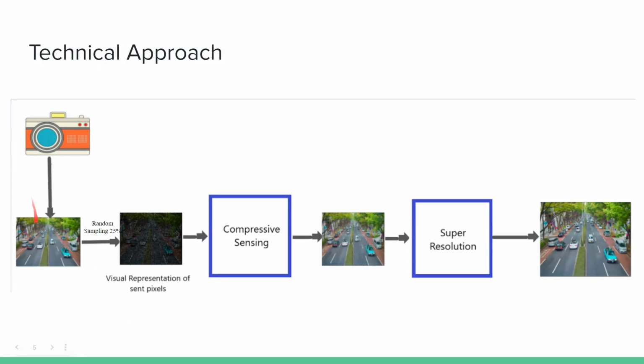As you can see here, we have the original image. In this example, we do a 25% random sampling of it using a mask, and we get this image, and then we send it to the receiver side, where we do compressive sensing to actually reconstruct the image, and a super resolution network which makes it the high resolution output.